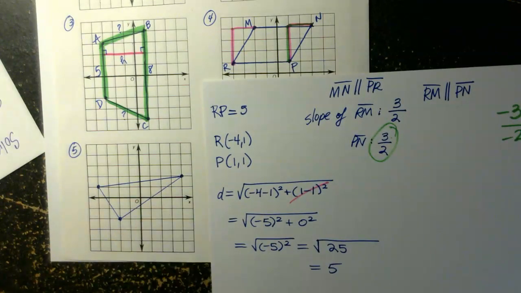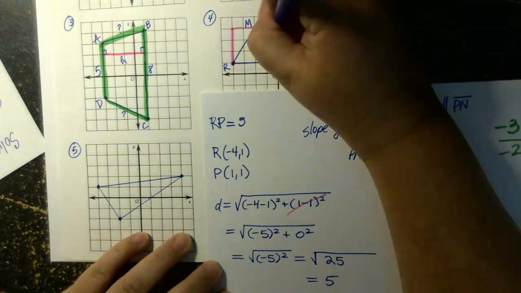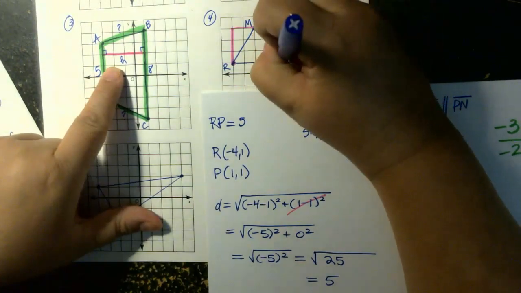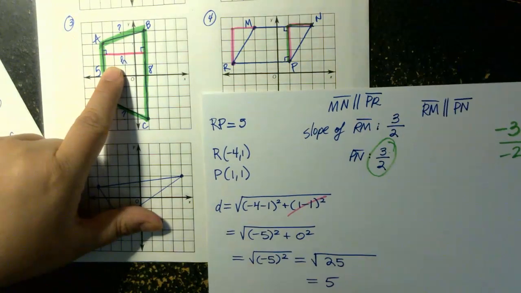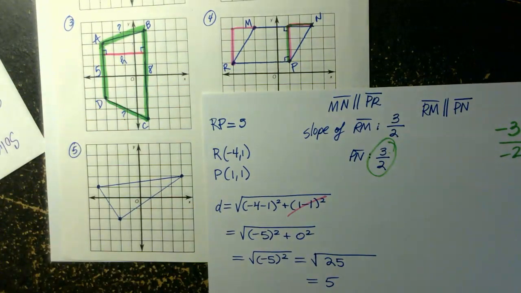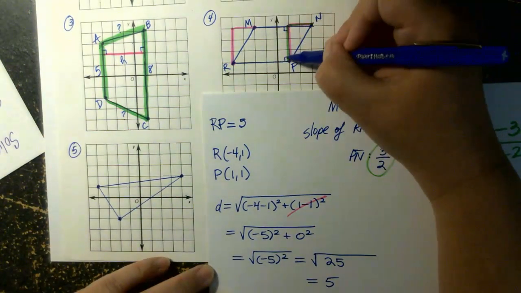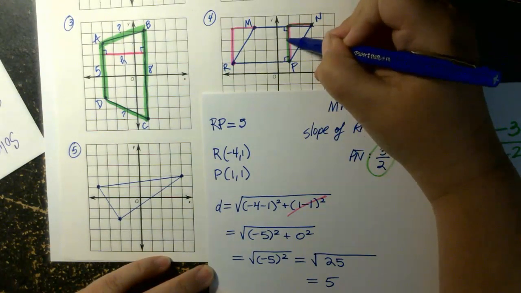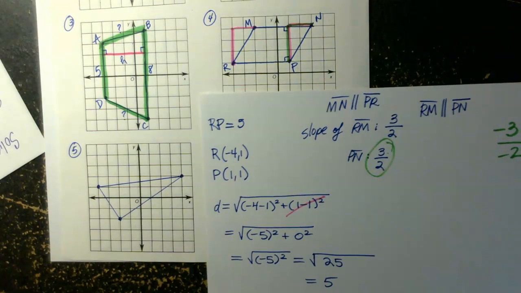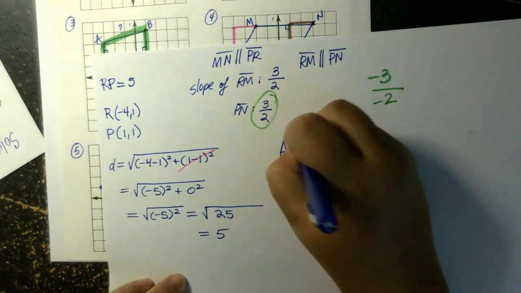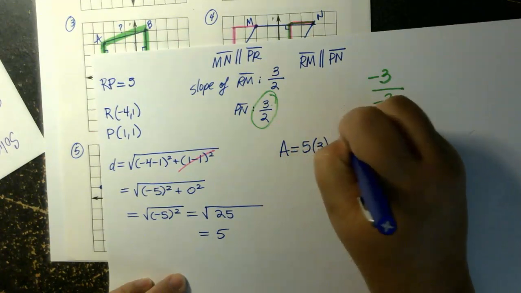Now, base times height. The height in a parallelogram, just like in a trapezoid, has to be perpendicular to the base. It has to be perpendicular to both bases, really. Or both sides, the base and the side across from it. All right, so I'm going to let this be my height. And since it's vertical, I could just count. 1, 2, 3. So the area of my parallelogram here is 5 times 3, which is 15.